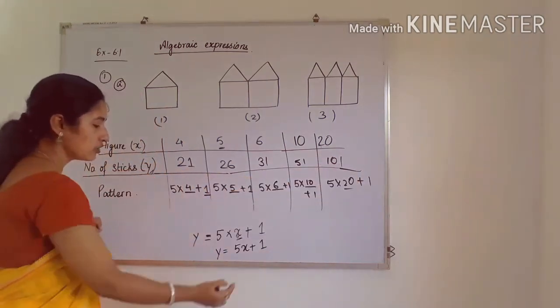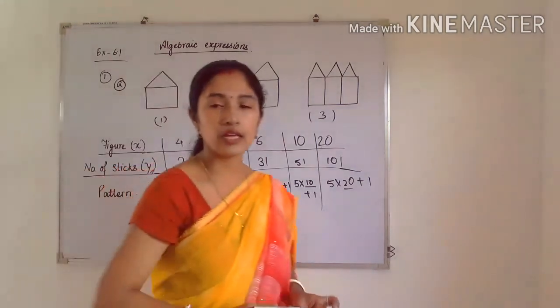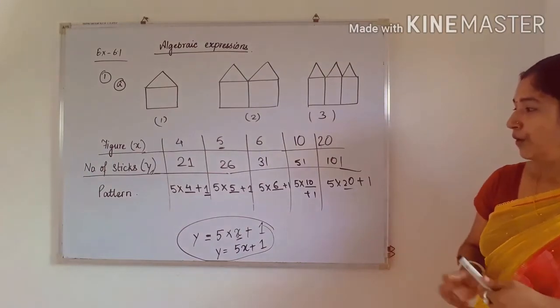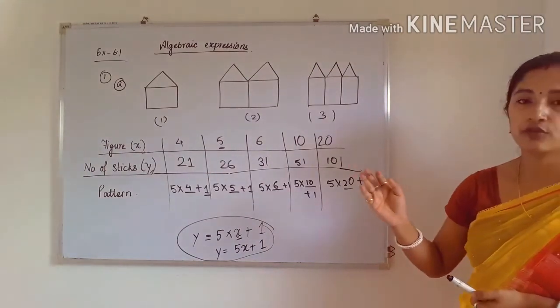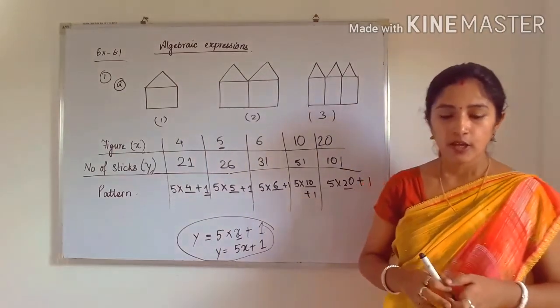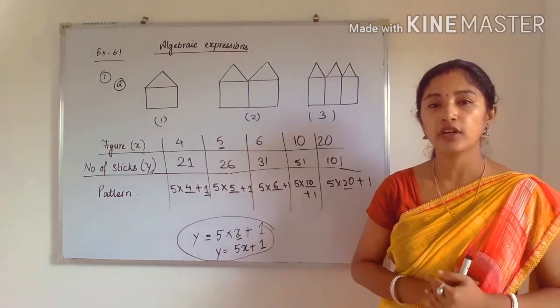So like that, using this pattern, that means using this general formula, or you can say the algebraic expression, you can easily find the number of sticks which we are using to make the given objects. Okay, so this is about patterns. So try to do exercise 6.1.